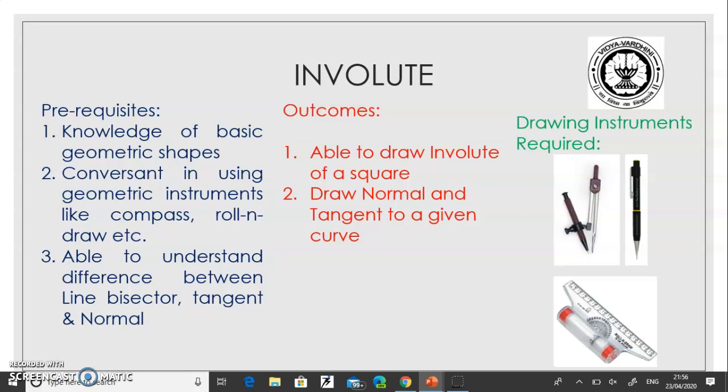What is the prerequisite that you require to understand this topic? Knowledge of basic geometric shapes. The student should be conversant in using geometric instruments like compass, roll and draw, etc., and should be able to understand the difference between line, bisector, tangent and normal. What will be the outcomes? The students will be able to draw an involute of a square, and draw normal and tangent to a given curve. The drawing instruments you will require are compass, H pencil and roll and draw.